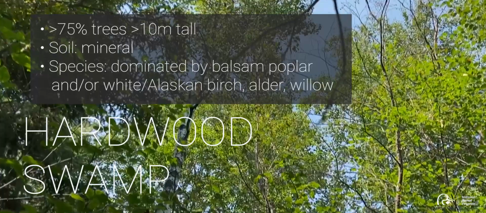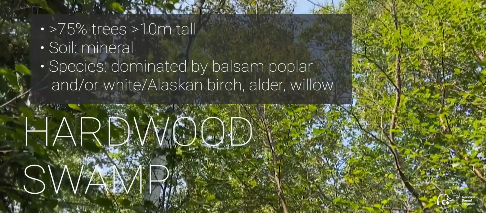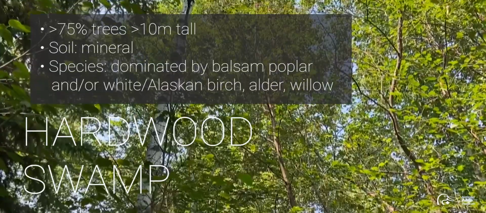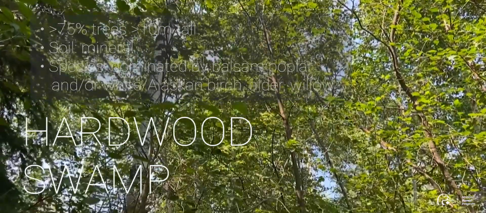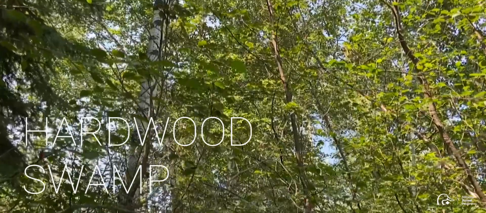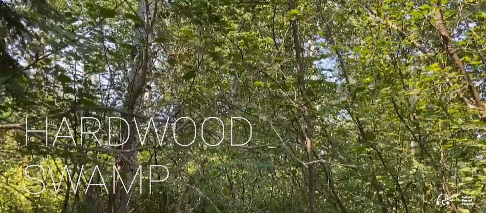Hardwood swamps are dominated by hardwood species such as white or Alaskan birch and balsam poplar. They are typically found in mineral soil drainage areas or riparian floodplains. Common ground vegetation includes alder, willow, red osier dogwood, and blue joint reedgrass.